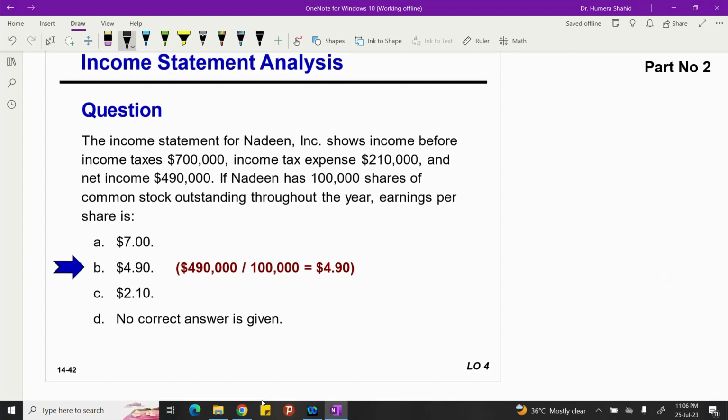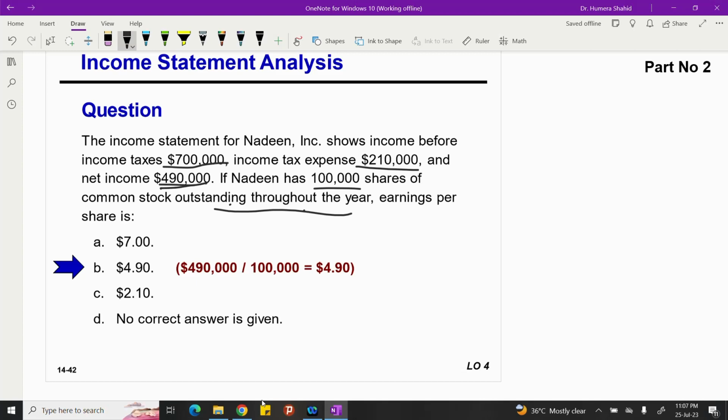The income statement for Nadine Incorporation shows the income before income tax, that is 700,000. Income tax expense is 210,000. So we know that when we minus income tax expense from income before income tax, we get our net income. So they also gave us the net income of 490,000. If Nadine has 100,000 shares of the common stock outstanding throughout the year, earnings per share is, so throughout the year means weighted average shares are 100,000.